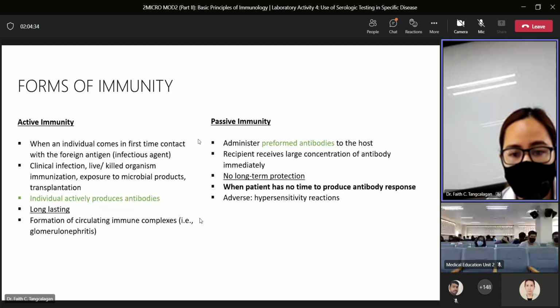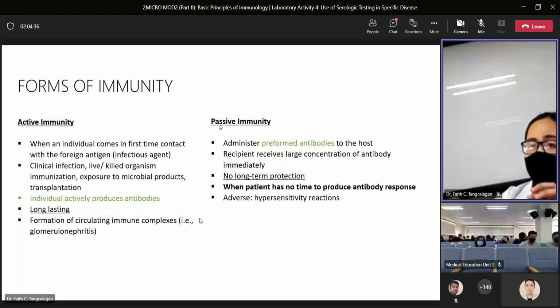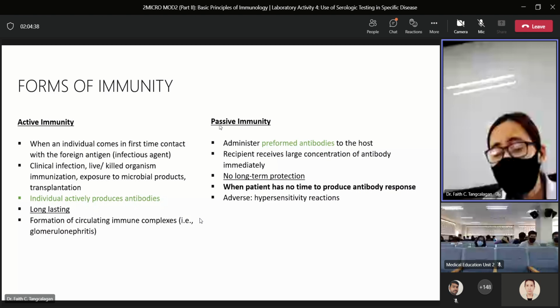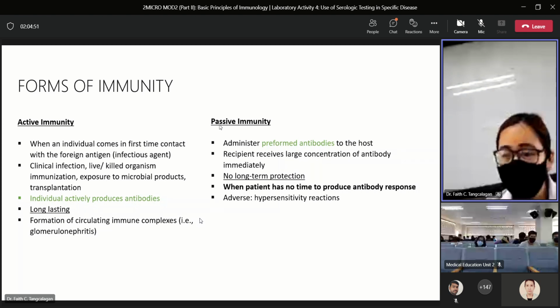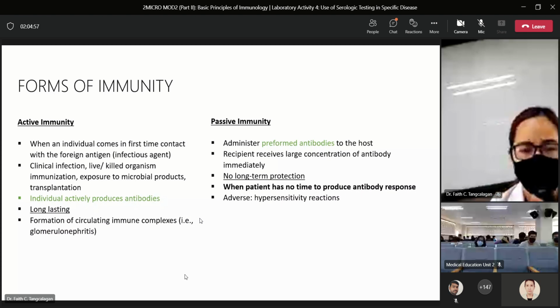Another example is hepatitis B. If you got a needle stick injury and the patient had a hepatitis B infection, of course you need to be injected right away to protect yourself. So that's passive immunity.